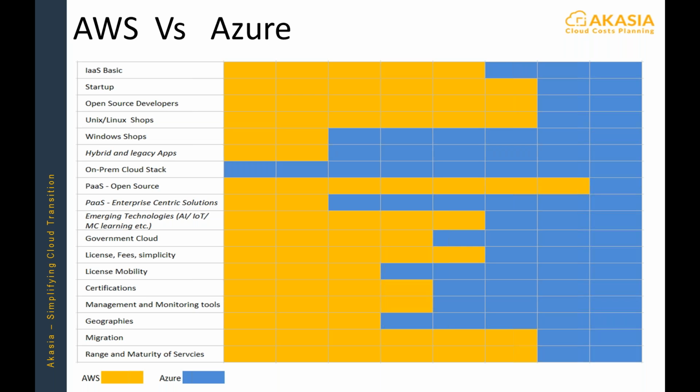So essentially, if you look at pure basic IaaS, where you just want a bunch of servers and storage and so forth, because of the maturity, the range of services available, and the type of platform systems and OSs available, Amazon is definitely at a significant advantage there. If you're a startup building applications using open source technologies, and if you're Unix-centric, you will find Amazon to be much more relevant and advantageous for you than Azure.